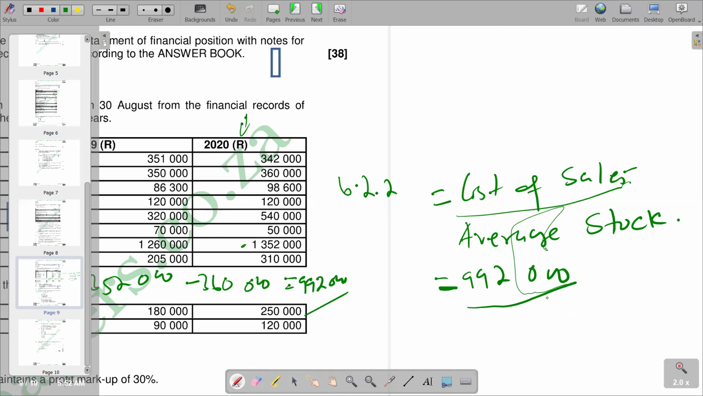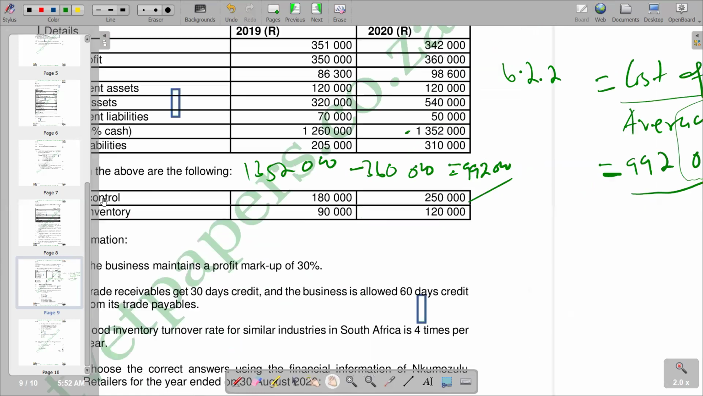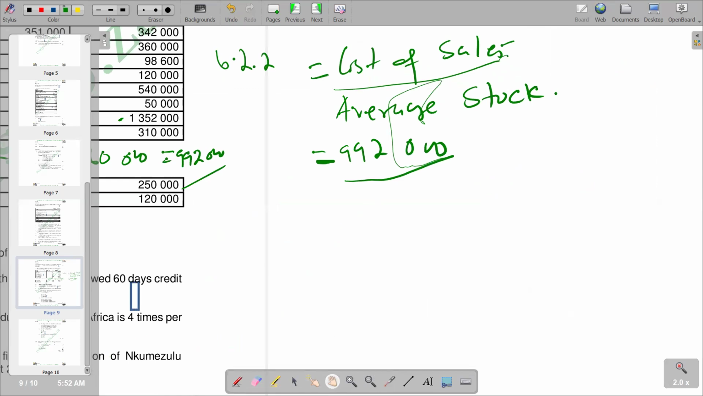Average stock, we are saying opening stock plus closing stock, and then we divide by 2. So we go to the inventory figure for the current period plus the last period. So for average stock, we are saying 120,000 plus 90,000, and then we divide by 2. So that's how we are going to get your average stock. Let's just see, 90,000 plus 120,000. So here we can maybe try to remove that one.